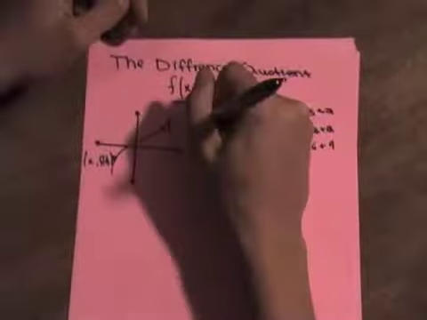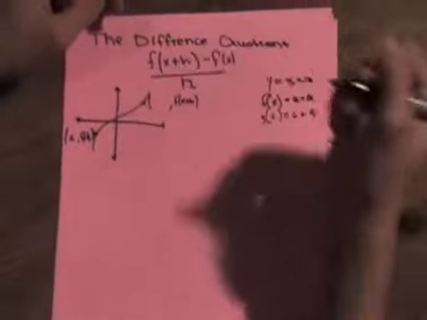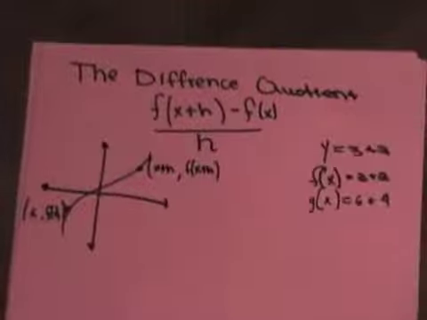Then here you are going to have f of x plus h, and then x plus h. You're just adding the h. H is just a variable that you use. Now, you're trying to find the slope between these two.